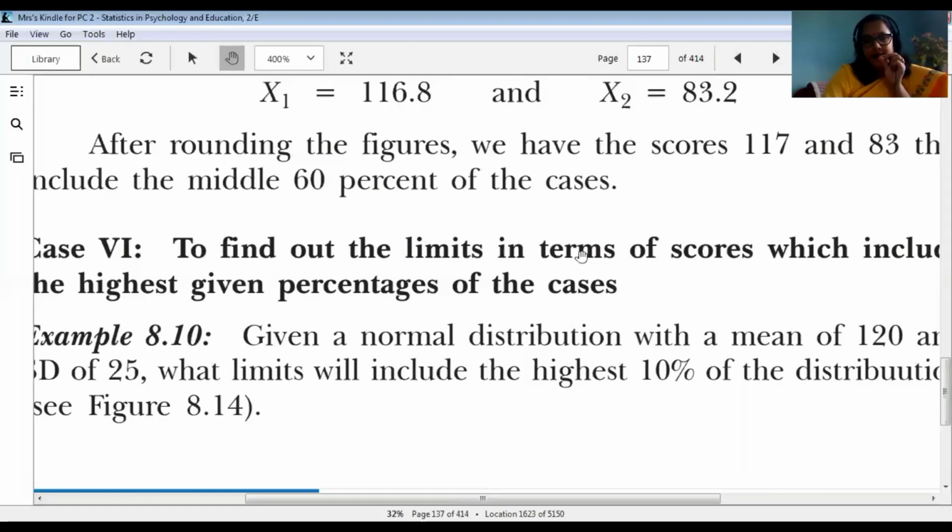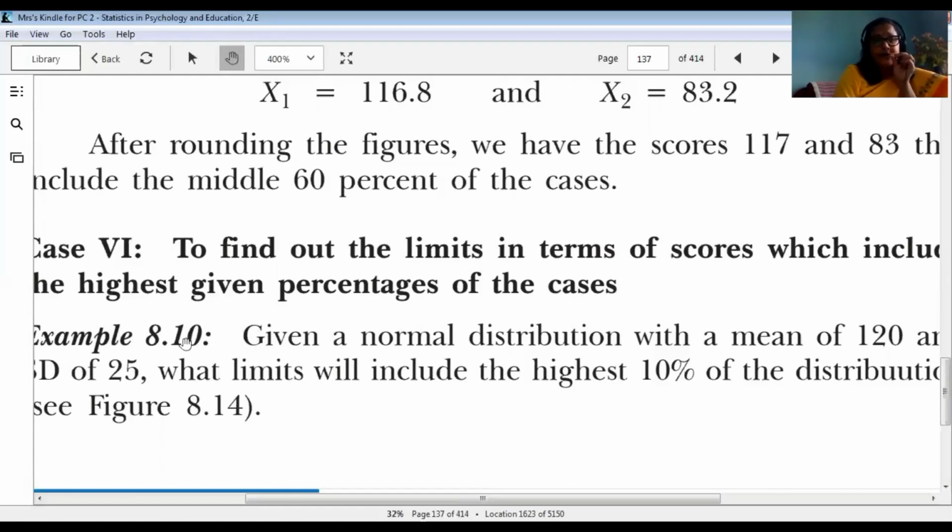Generally, we use terms like top 5% or top 10% in a particular class, for good achievers. So in order to find out the upper limit or the lower limit, or upper score or lower score, we can use the normal probability curve here. The upper score or the lower score can cut the top percentage of individuals of a particular group. I think you are getting my point here.